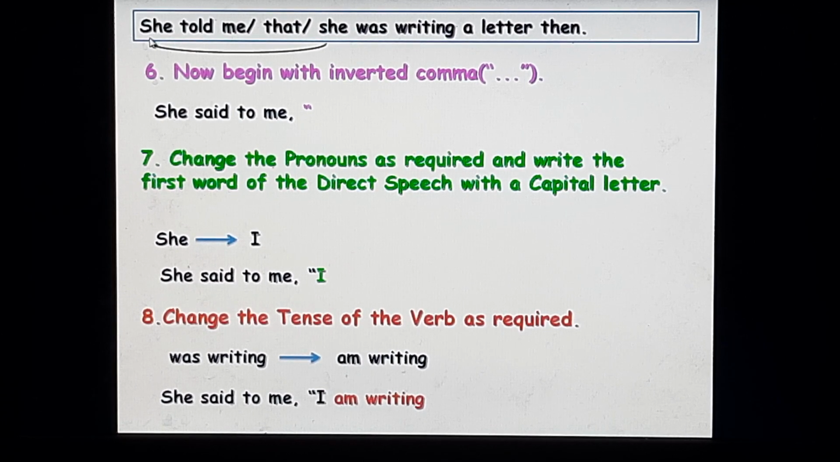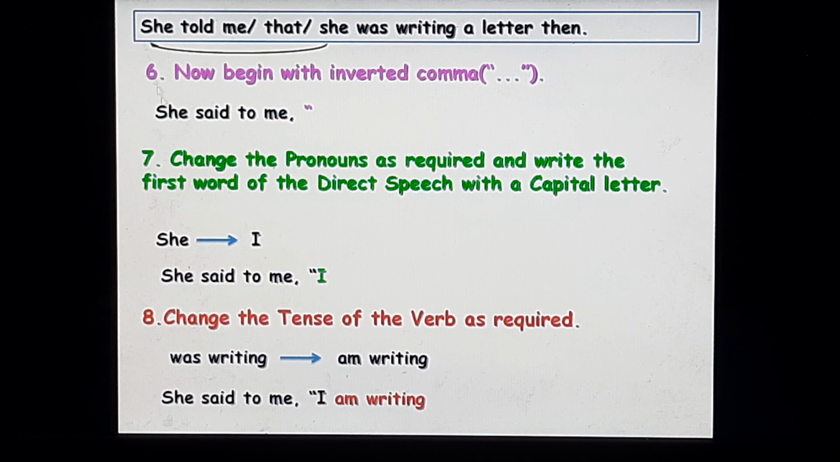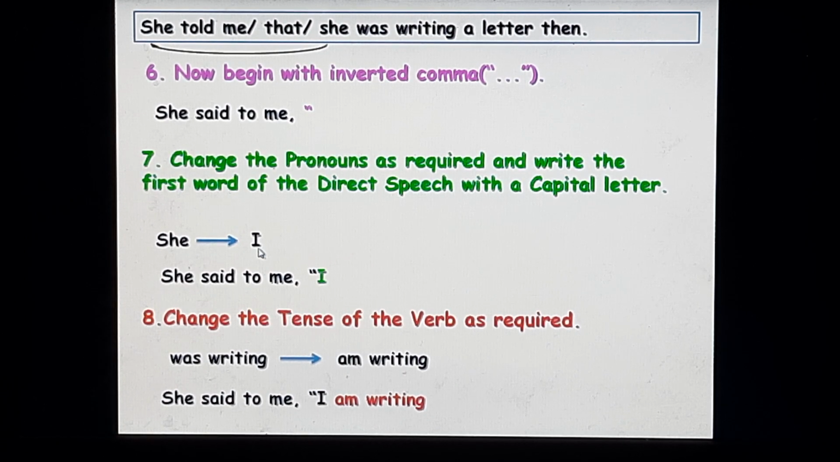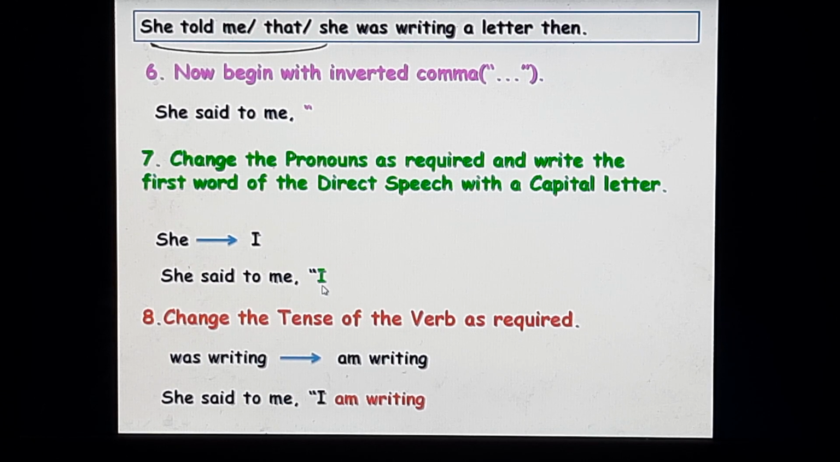So this is third person. It must change into its corresponding first person subjective pronoun, which is I. So she will change into I. And then you must place this I after the inverted commas. It must begin with the capital letter. Now I is already in the capital letter here.